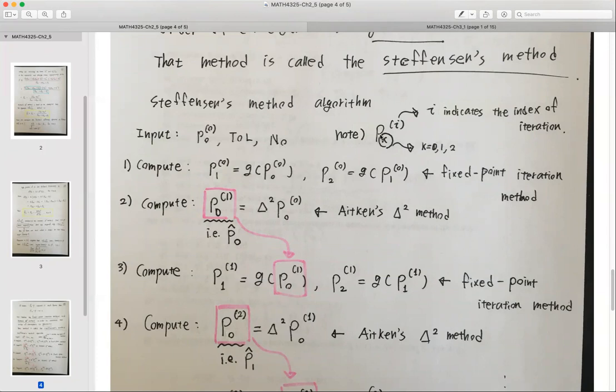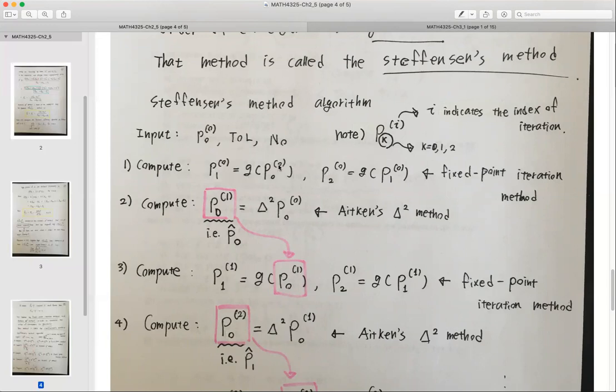And then P sub K, with the superscript in parentheses, I, indicating the index of iterations, and K equals 0, 1, and 2. Now, the first step is to compute P sub 1 and P sub 2, still in the 0th iteration, using the fixed point iteration.